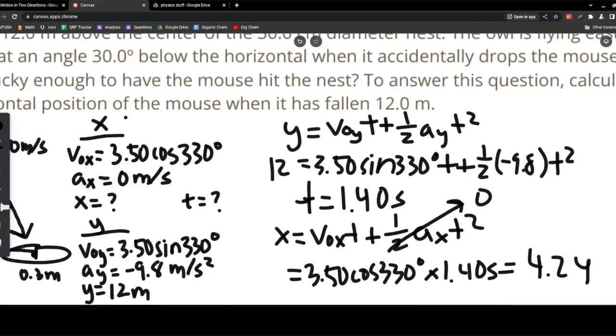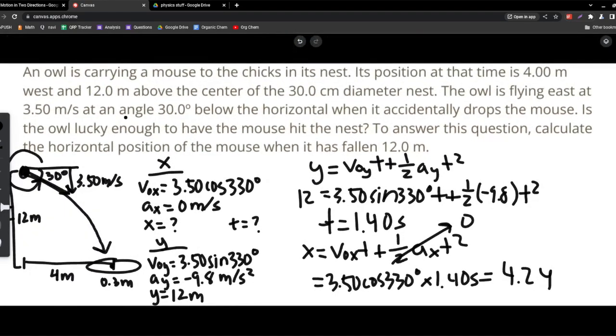And given that we figured out in our diagram that it has 0.15 meters on both sides, that means that the owl has missed. And you're going to answer no for this question. And there you go. Projectile motion. Pretty simple, right? Just remember to write down everything you know and draw a diagram, and you're going to be set to go.